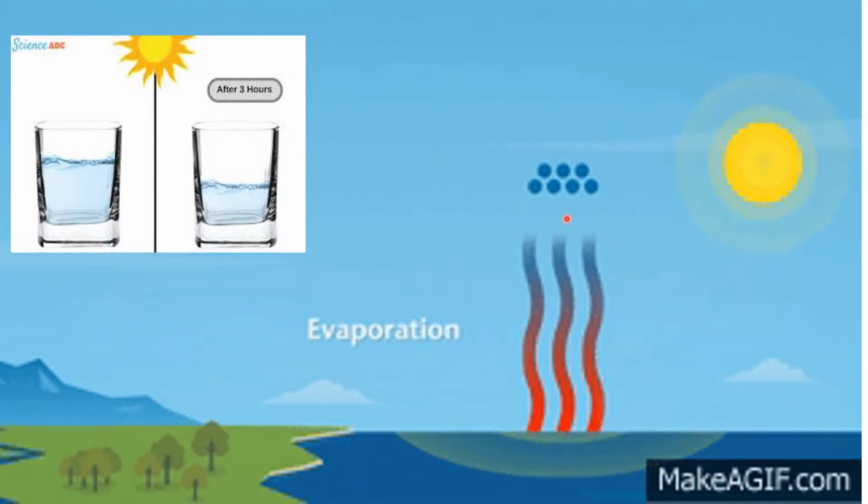So I hope the process of evaporation is clear to you, dear students, that whatever water is present on the surface of the earth, either in lakes, ponds, streams, or oceans, the water which is in the liquid form turns into gas and goes into the atmosphere. This process is called evaporation.